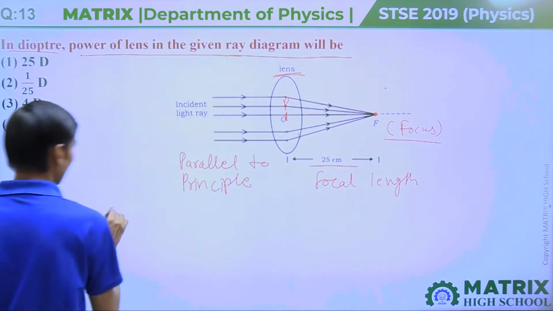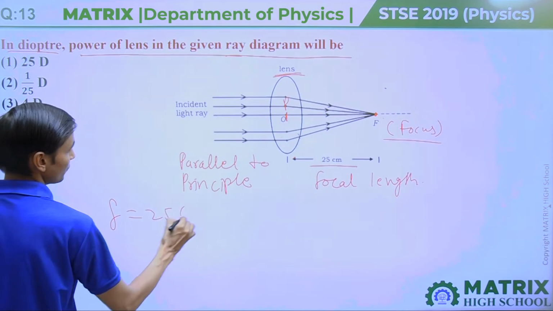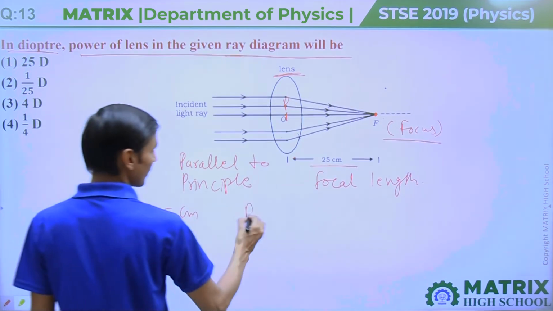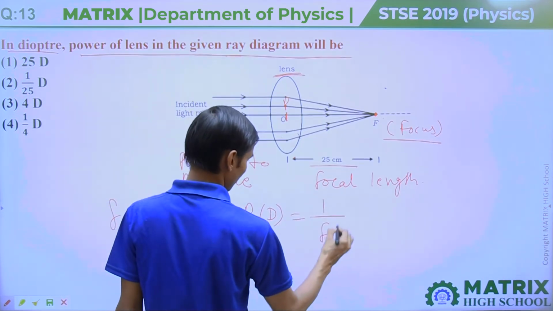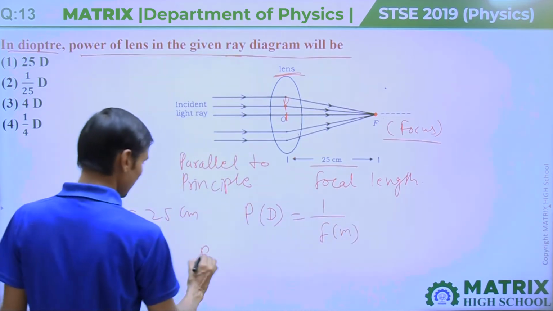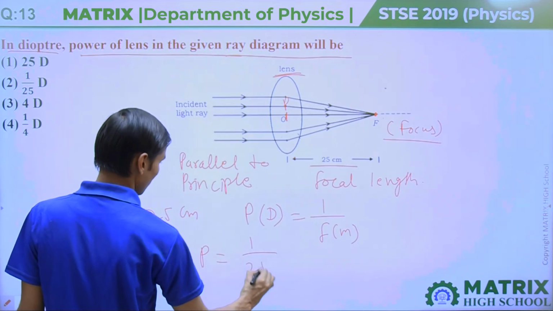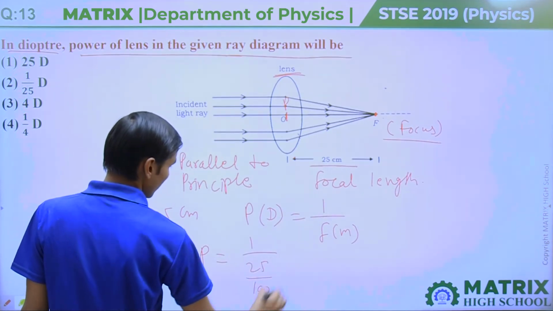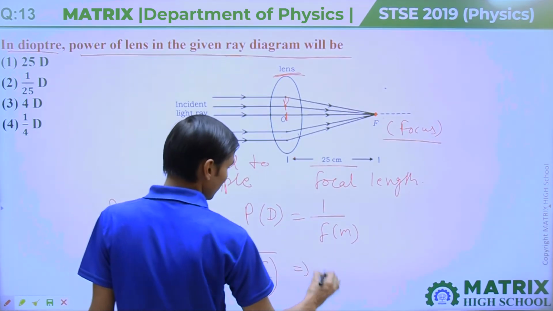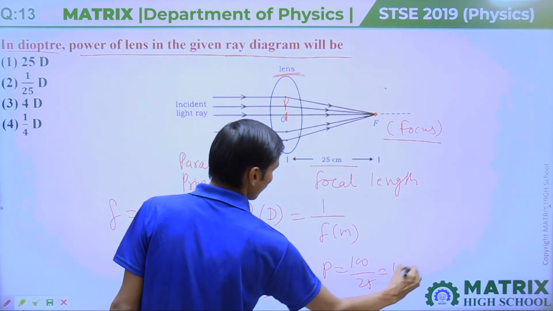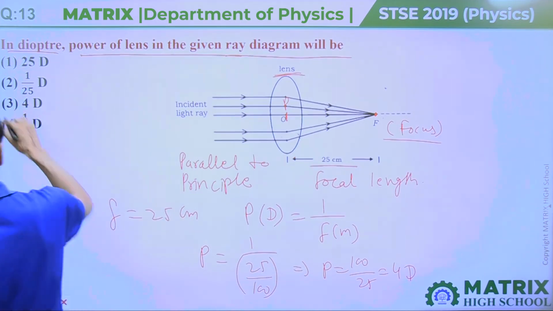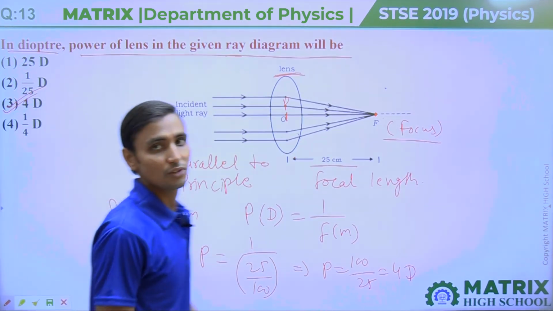So here focal length f equal to 25 centimeter, and power in diopter will be 1 by f in meter. So P equal to 1 by f, 25 divided by 100. We have converted in meter, then P equal to 100 divided by 25, that will come 4 diopter. So your answer will be option third.